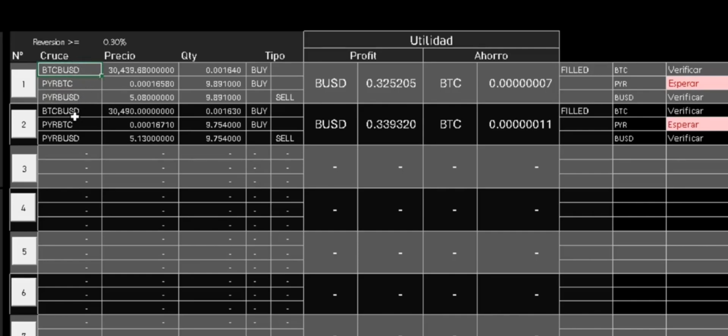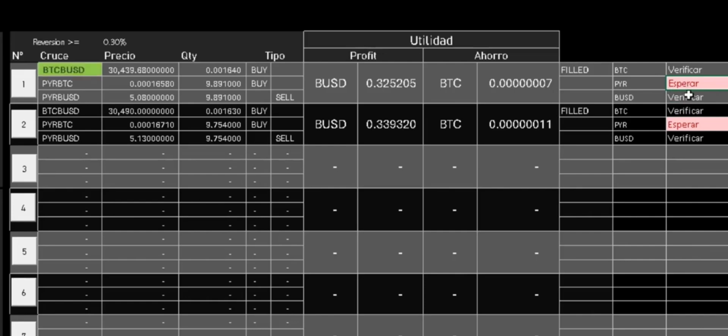Here we see the representations of the crypto bases of this cross, and a tool that tells me at what time I can place the next order. These are the ones we see here, in which, if I have the waiting signal, it means that the purchase order we have has not yet been filled. When this purchase order is filled, the word verify will most likely appear here, and I enter to verify that the Binance platform has taken this order.